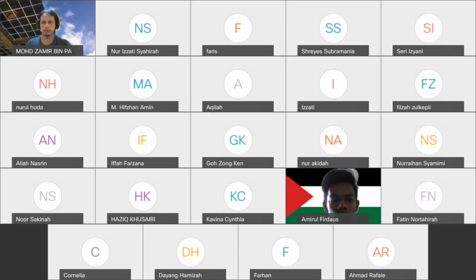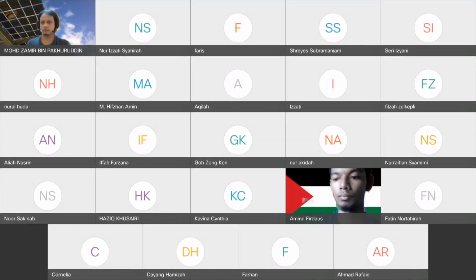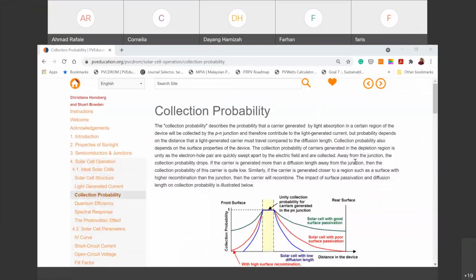Oh, sorry, let me. Okay, CD-ROM. Check. Okay, can you see the website? Nampak ke? Okay, right, nampak. Right, good.